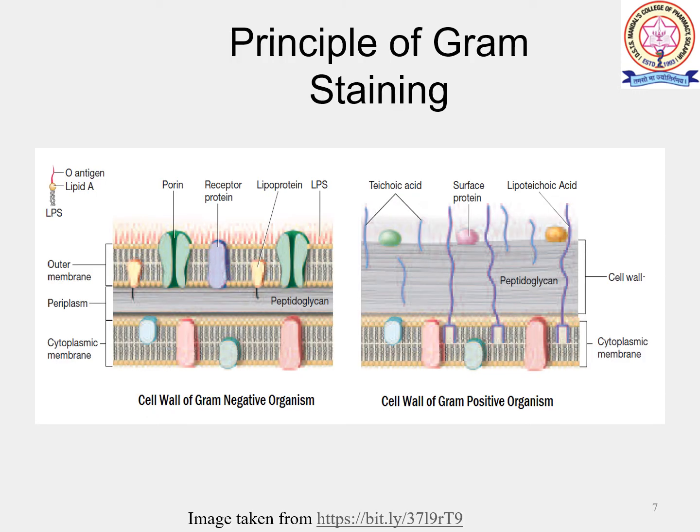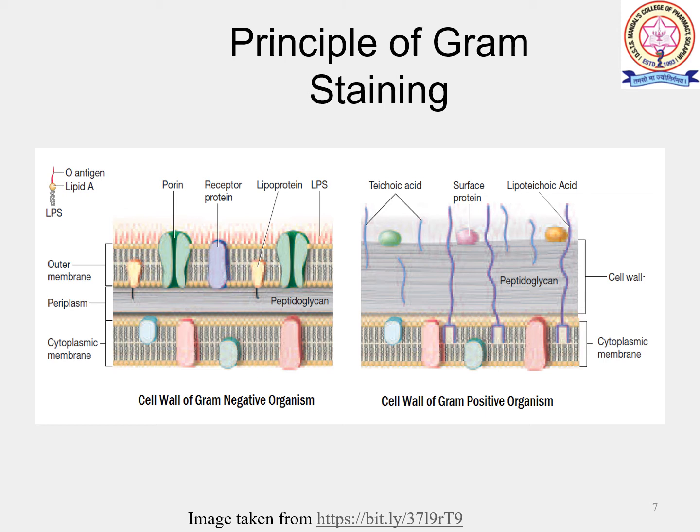Now here we can see there is a difference between the cell wall of gram-negative bacteria and gram-positive bacteria. The gram-positive bacterial cell wall contains 90% peptidoglycan, and it is a very thick layer. If we compare the peptidoglycan layer in gram-negative bacteria, it is quite thin. Here these are the cell wall synthesizing enzymes. This is the cytoplasmic membrane.